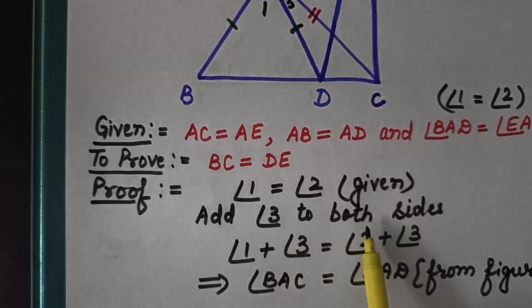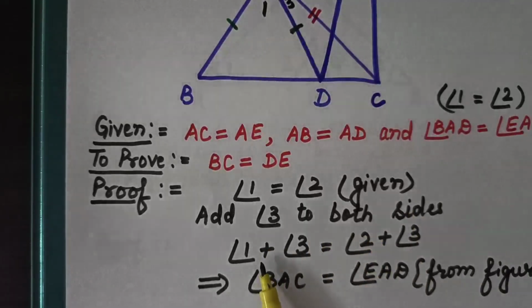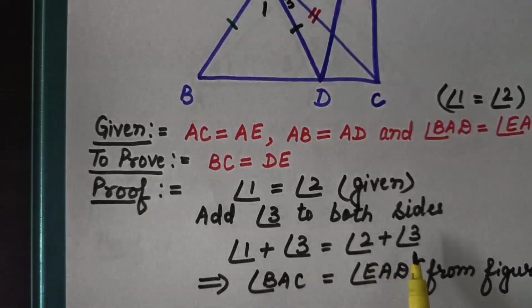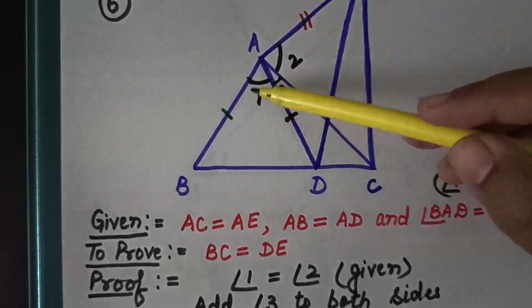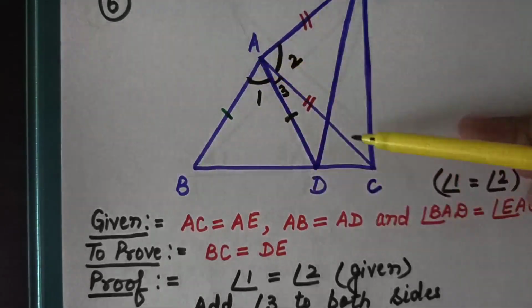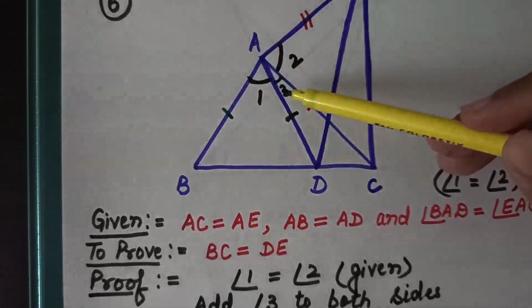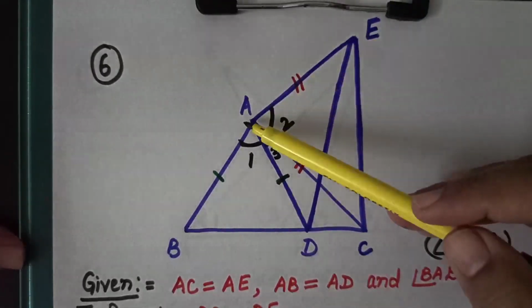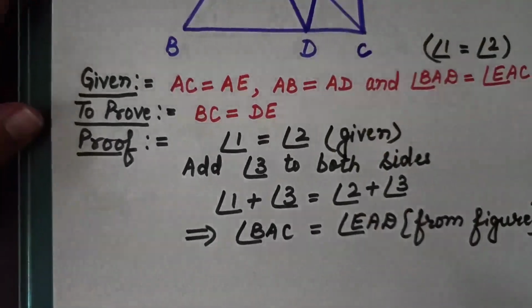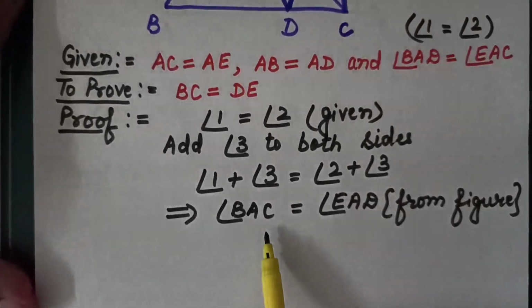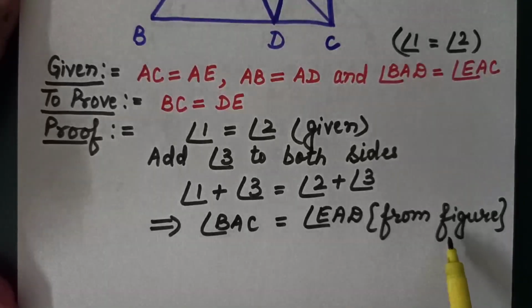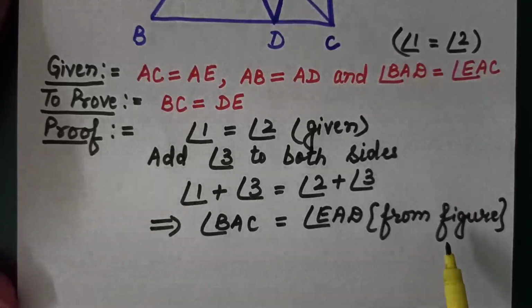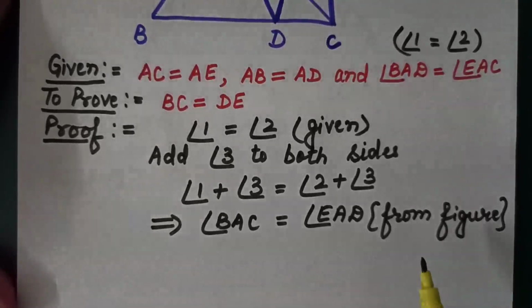Now if I add angle 3 to both the sides, I can write down angle 1 plus angle 3 is equal to angle 2 plus angle 3. Now combination of 1 and 3 according to the figure is BAC, and combination of 2 and 3 is angle EAD. So that's what I have written in the next step. Angle BAC is equal to angle EAD, and the reason for this step is from figure. So from figure these two are equal.